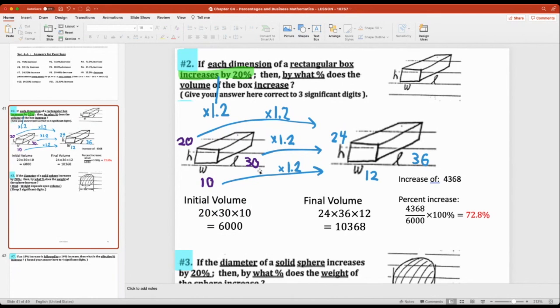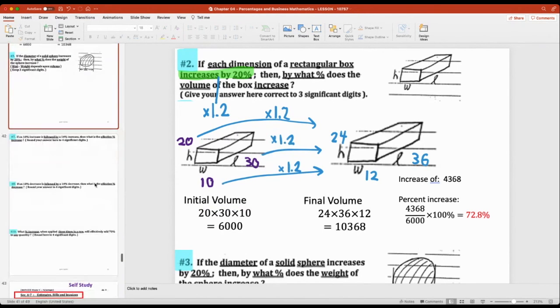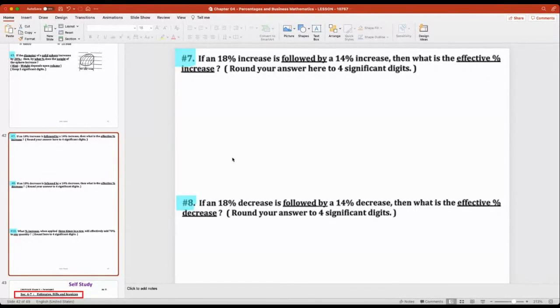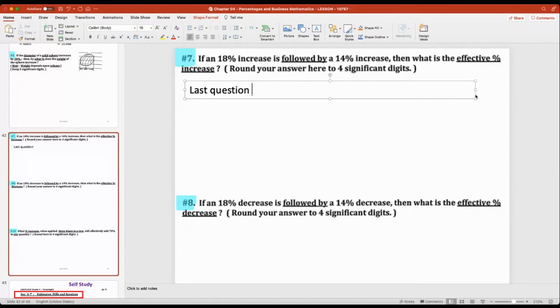One more question, and then we're going to go and talk about the test for a bit. So this is our last question from the book. We're just going to do question number 7. Just the one last question, okay? This is our last question today. And then I'll stop the recording, and then we will talk about the test.